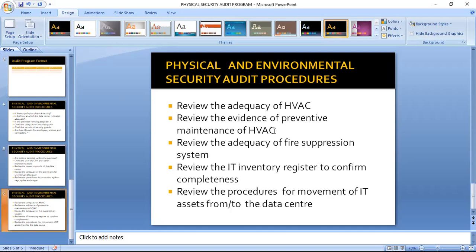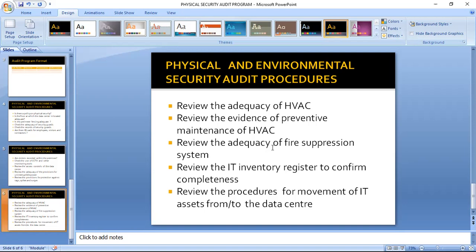Review the adequacy of HVAC, the heating, ventilation and air conditioning systems. You want to see whether they are adequate for the organization. Review the evidence of preventive maintenance of HVAC. You want to see documentary evidence that they are actually performing preventive maintenance. They are not waiting until there is a crisis, or the AC is not functioning, before they start calling the technicians or the engineers.